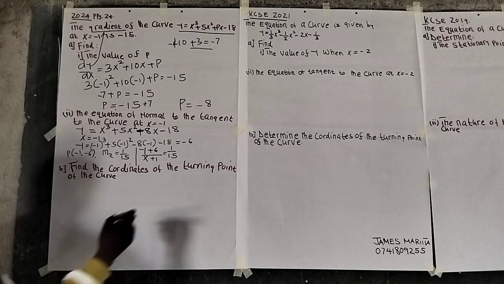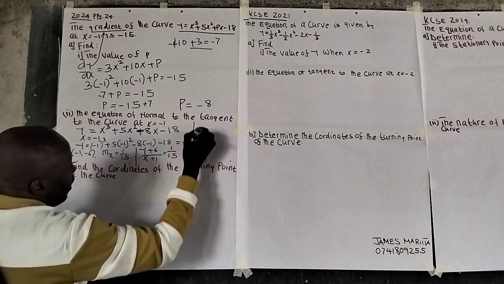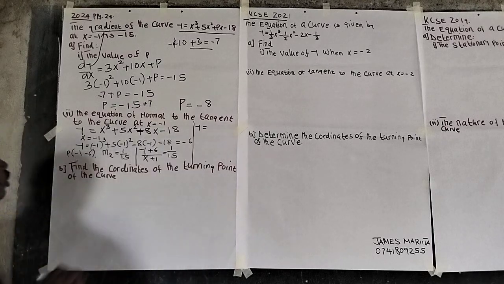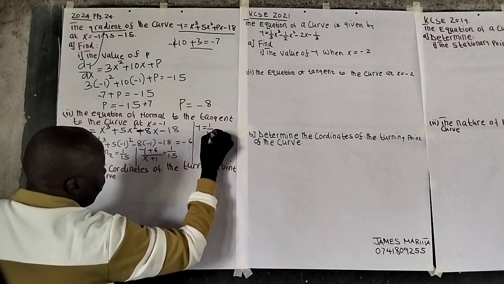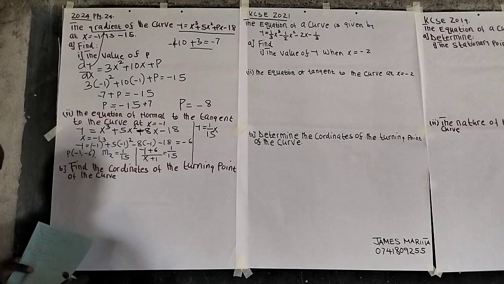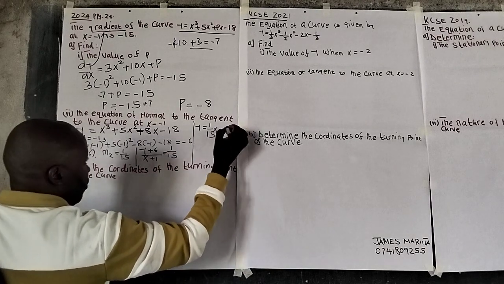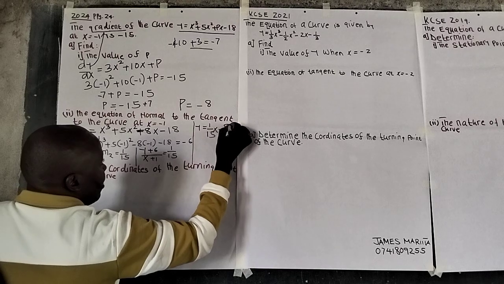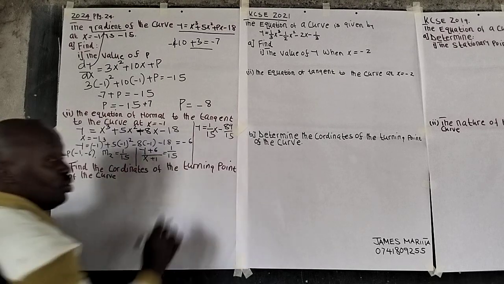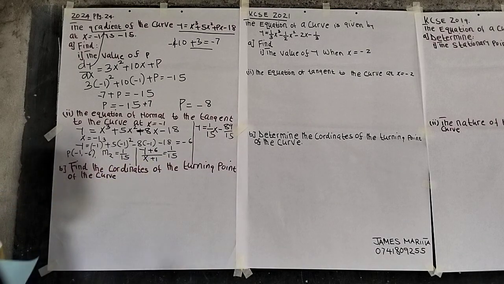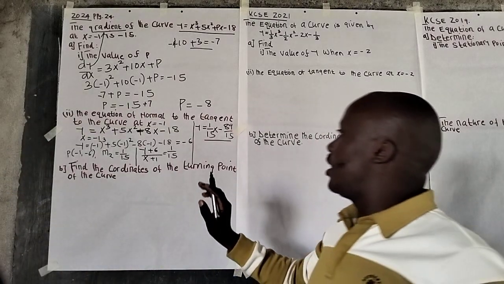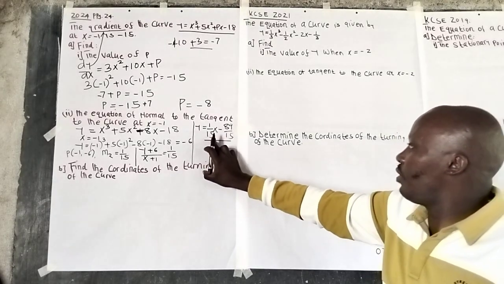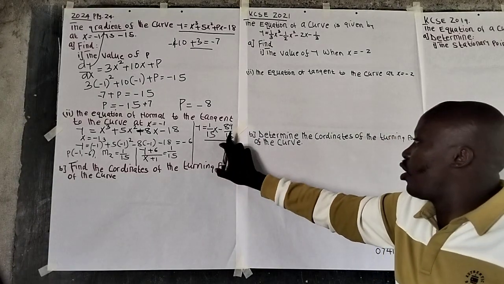If you go ahead and simplify that, you will get that the equation of a normal to the curve is y equals 1 over 15 x, then minus 89 over 15. So you do a cross multiplication here, and you get the equation of the normal to the curve as y equals 1 over 15 x minus 89 over 15.